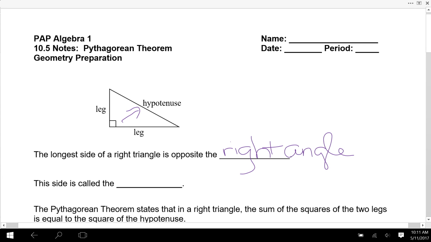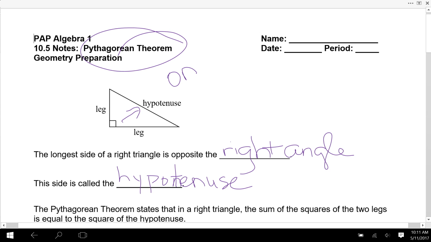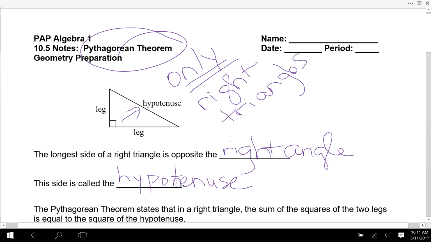And that side is called the hypotenuse. Hypotenuse. All right. Pythagorean theorem is only for right triangles. Other triangles have sides that you can find, but you can't use Pythagorean theorem. Only right triangles need apply. All the rest, you're out of luck.